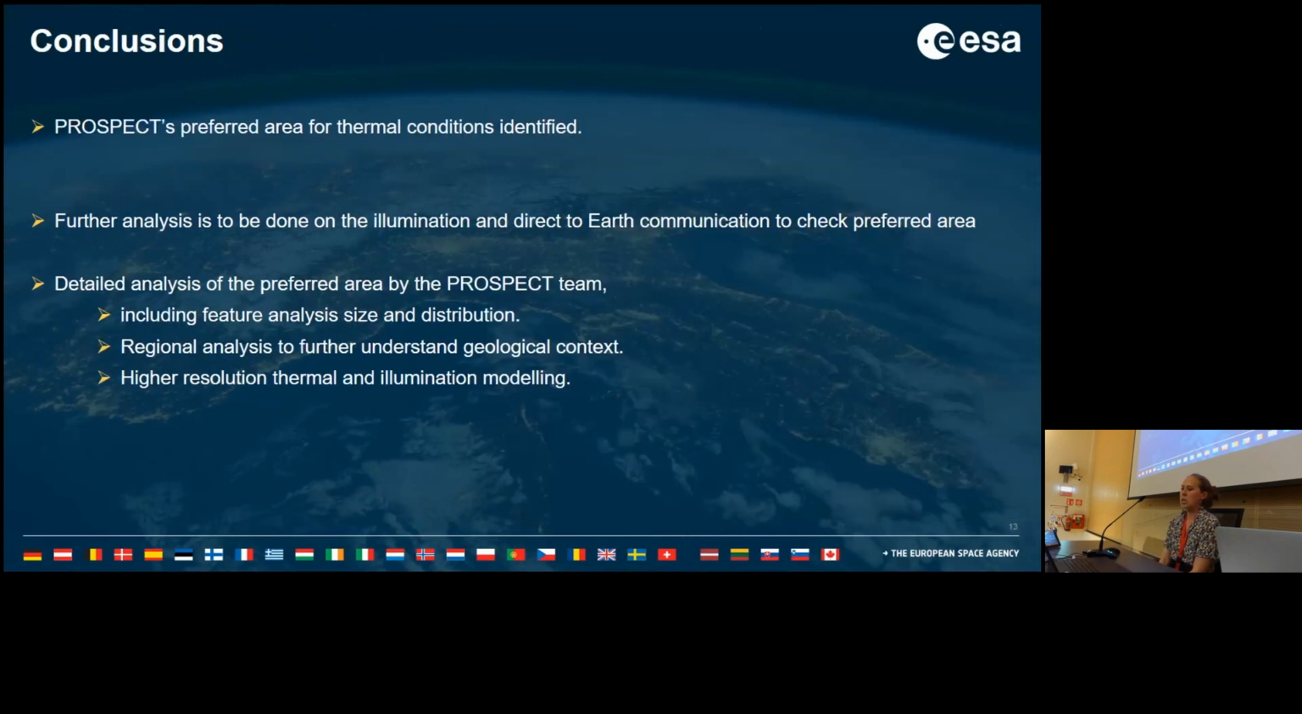So just to conclude, we've identified an area that's suitable for the thermal conditions for Prospect and also is operationally good. We're going to be doing some thermal analysis on the illumination and direct-to-Earth communication to check this preferred area, and then we'll be doing detailed analysis to look at feature distribution and the sizes of features in the area, and also regional analysis and further high-resolution thermal modelling and illumination modelling. Thank you.